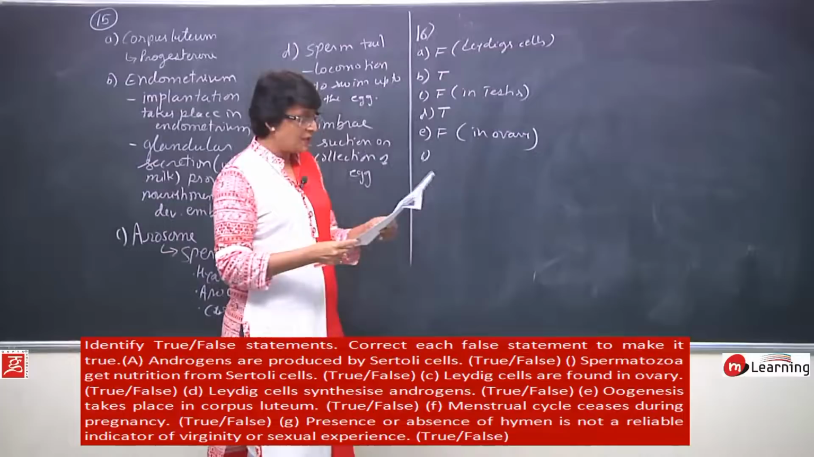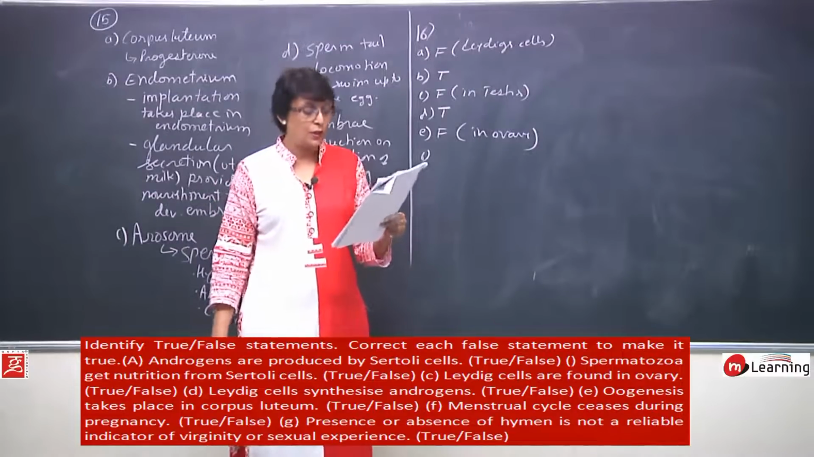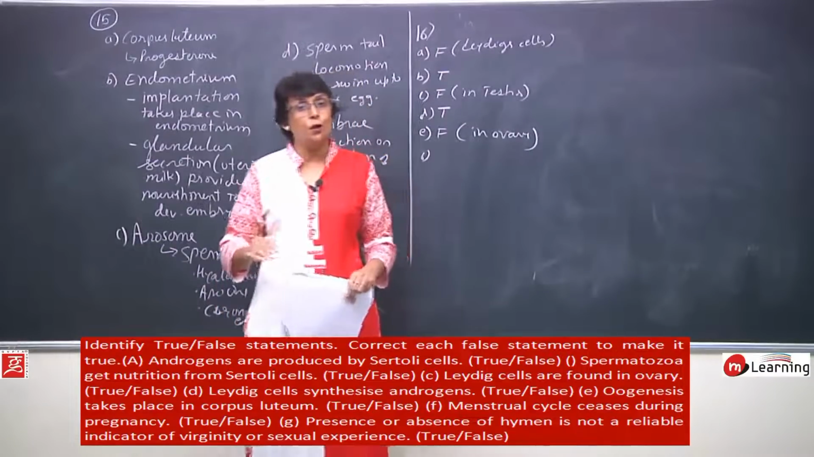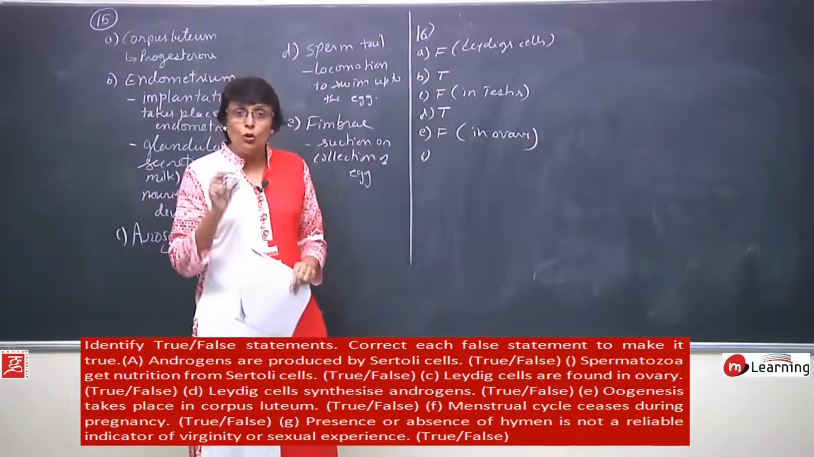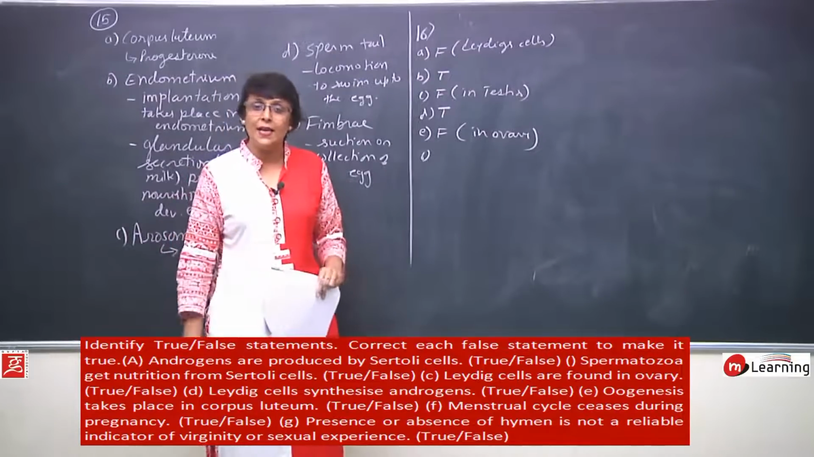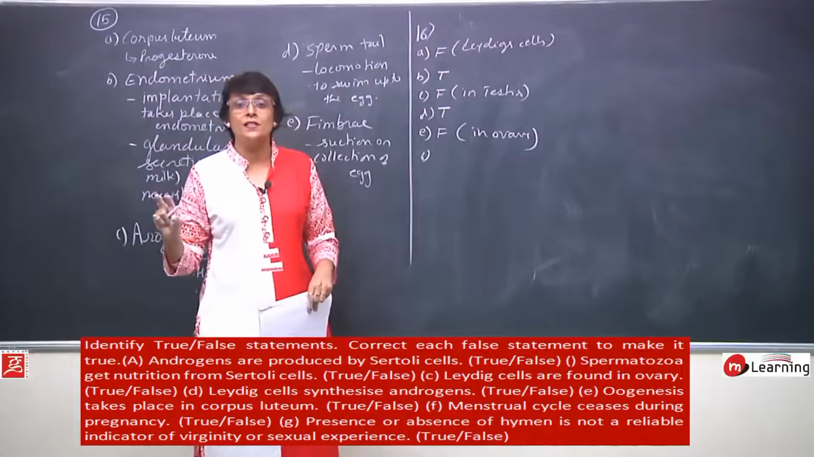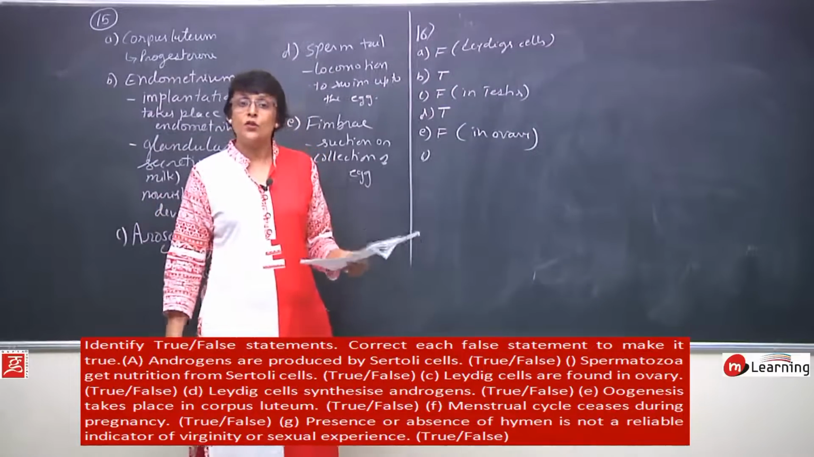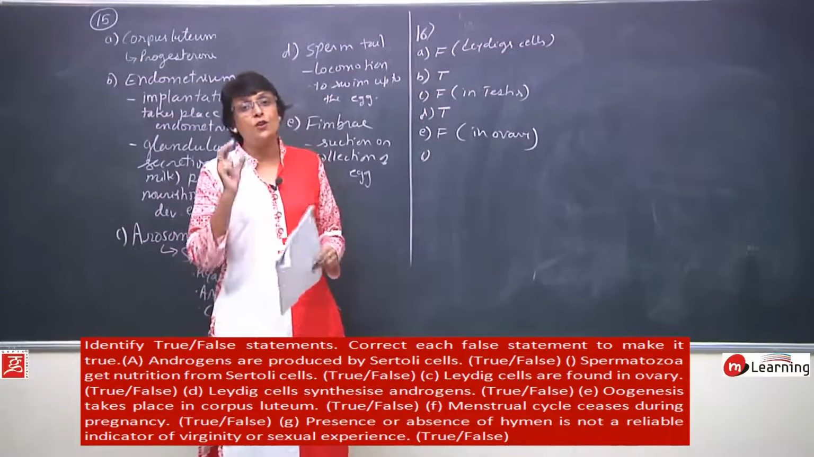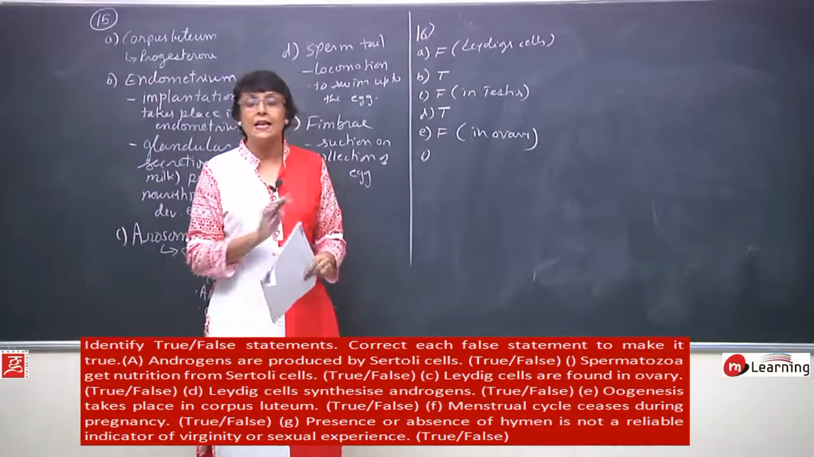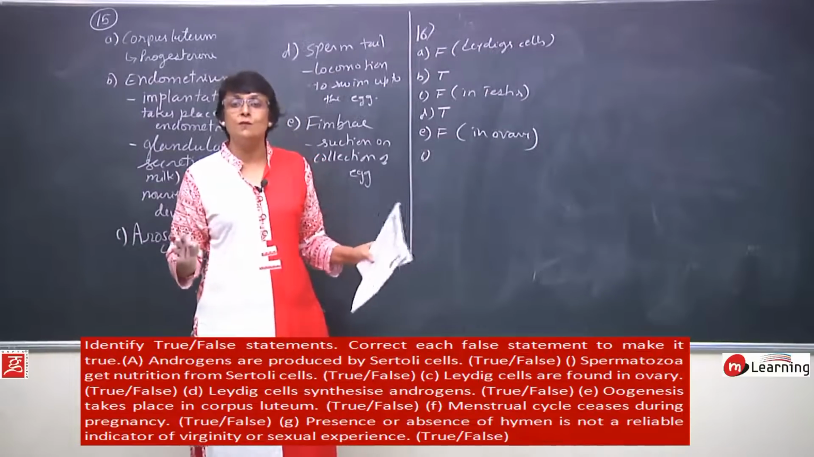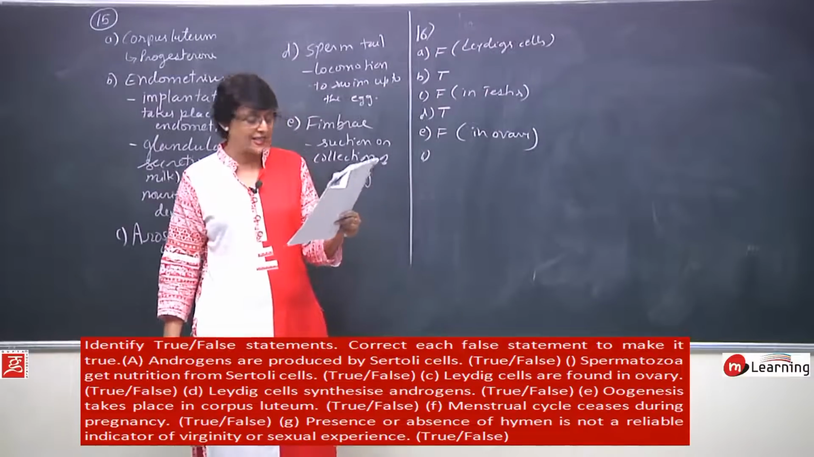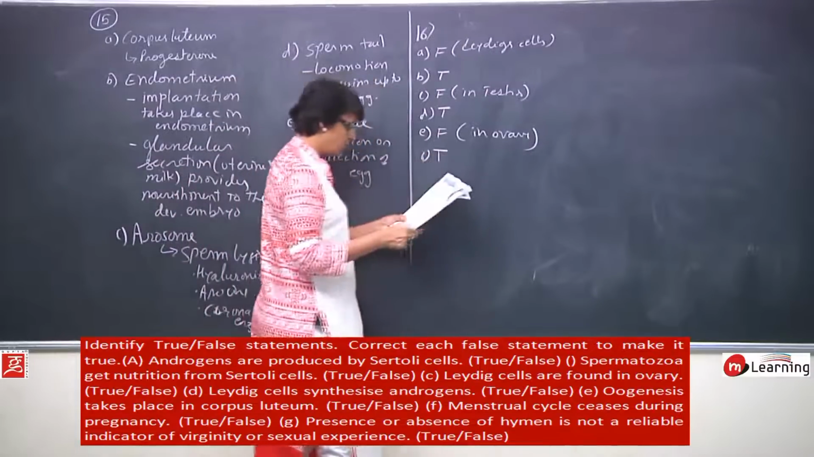Next is menstrual cycle ceases during pregnancy. Menstrual cycle takes place when the progesterone level falls very low, and that low level is not able to maintain endometrial lining, but during the entire period of pregnancy, first by corpus luteum and then by placenta, progesterone secretion is very high. So endometrial lining is maintained as it is. That means for this gestation period of 9 months, there is no menstrual cycle. So this is correct, that menstrual cycle ceases during pregnancy. This is a true statement.